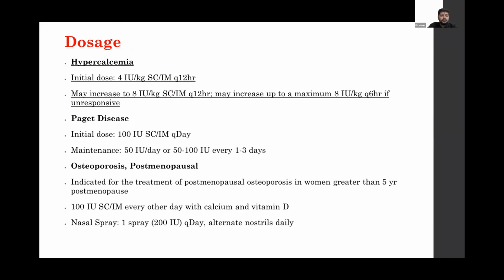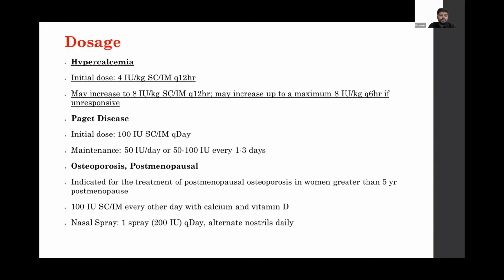Dosage for hypercalcemia: calcitonin can be given at 4 international units per kg, sub-Q or IM, every 12 hours, and it may be increased up to 8 units per kg. For Paget's disease, the initial dose is 100 units sub-Q or IM per day, and for maintenance it can be used as 50 units per day or 50 to 100 units every 1 to 3 days.